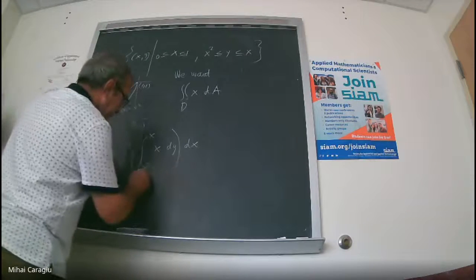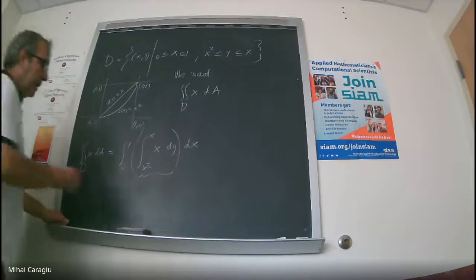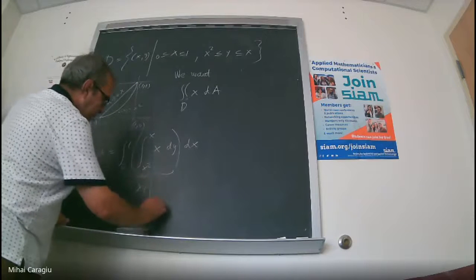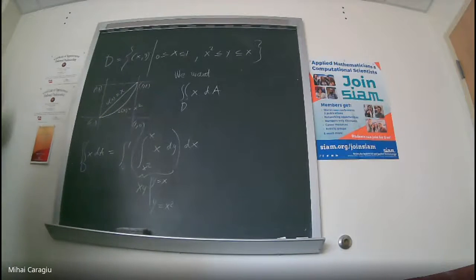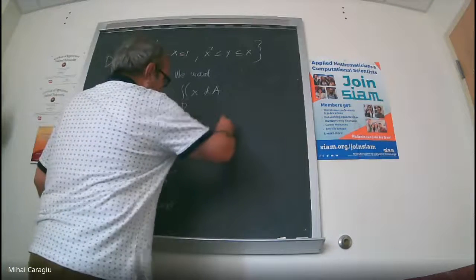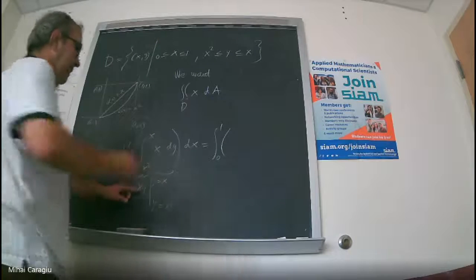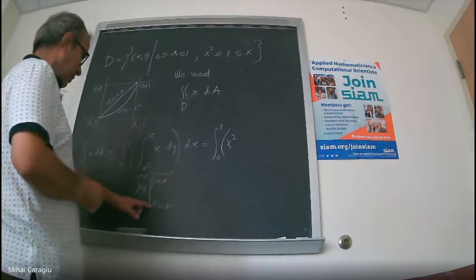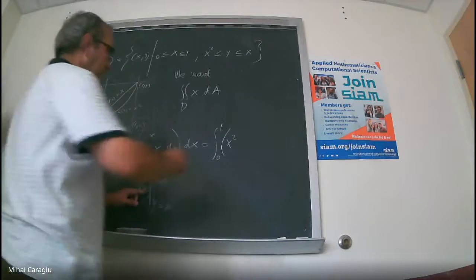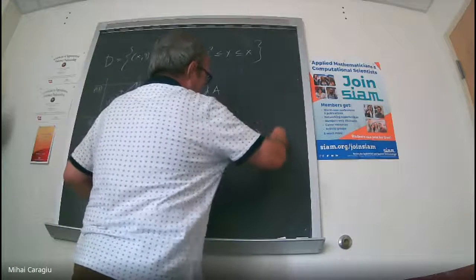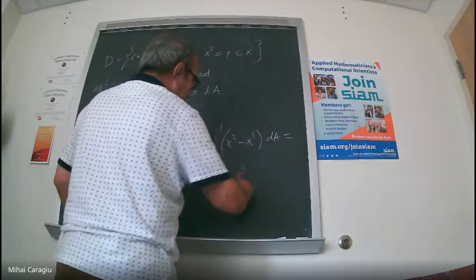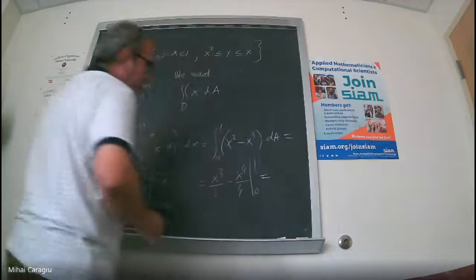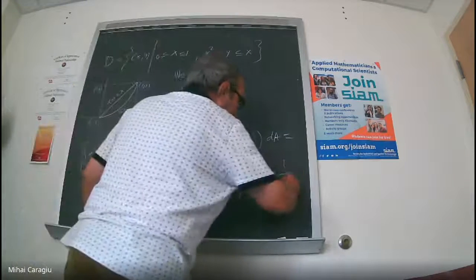Okay, so let's calculate each step. This one will be xy between y equals x squared and y equals x, right? The antiderivative with respect to y of x is xy, and that will be the integral from 0 to 1 of, what? If y equals x, we get x squared. If y equals x squared, we get x times x squared, which is x cubed, dx, and that will be x to the power 3 over 3 minus x to the power 4 over 4, vertical bar from 0 to 1, which is 1 over 3 minus 1 over 4 equals 1 over 12.